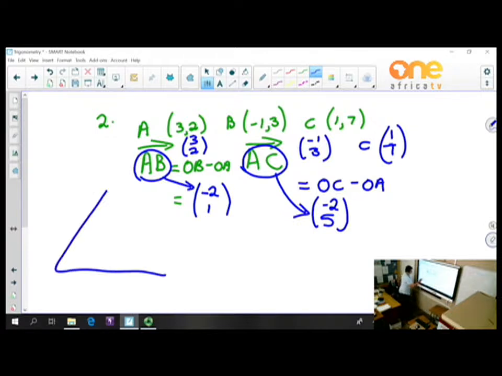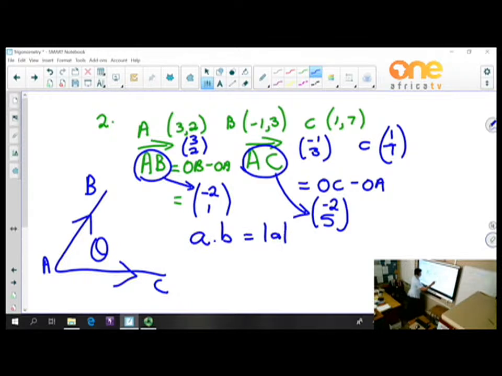So if we want to find that angle now there, theta, remember they say find the angle between AB and AC. Now that means A is in the middle. AB and AC, arms out. Okay, so we have the two vectors. What is the formula? A dot B is equal to magnitude A, magnitude B, cosine theta. What is the meaning of that?